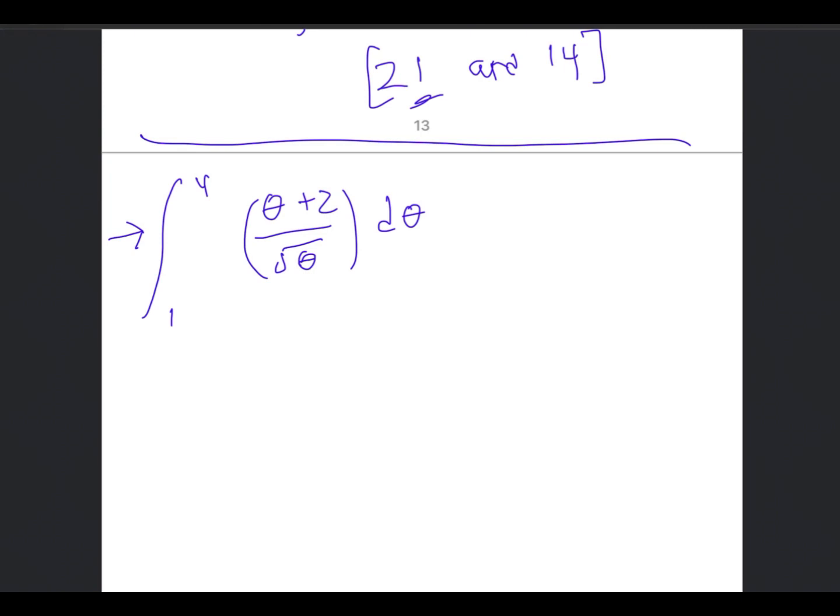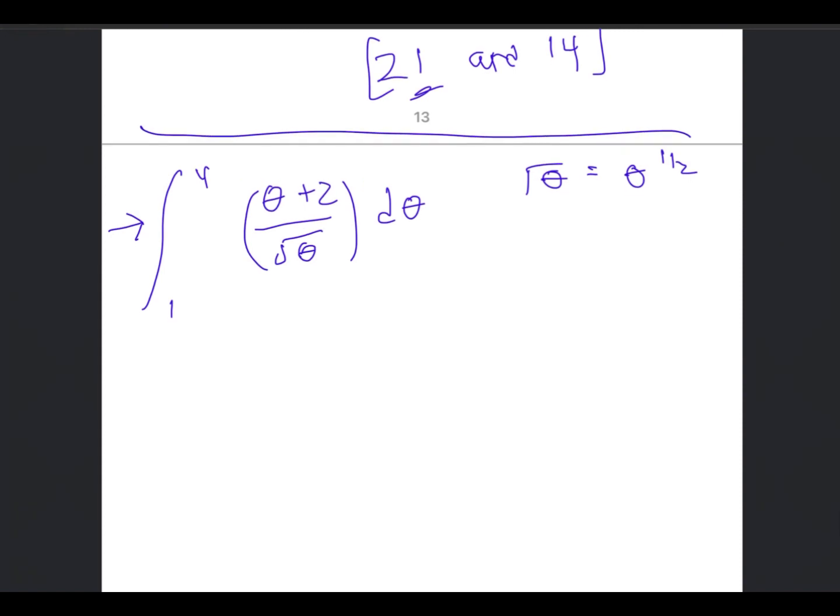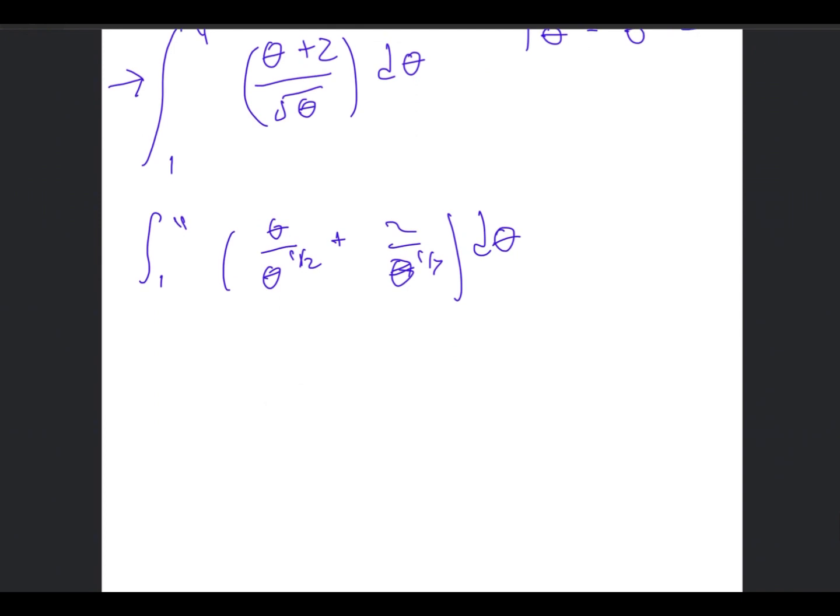So from here, what you need to do is simplify it first. You know that square root of theta is equal to theta power 1 over 2. So therefore, you simplify it in that way. You're going to get the integral from 1 to 4 of theta over theta power 1 over 2, plus 2 over theta power 1 over 2, d theta.